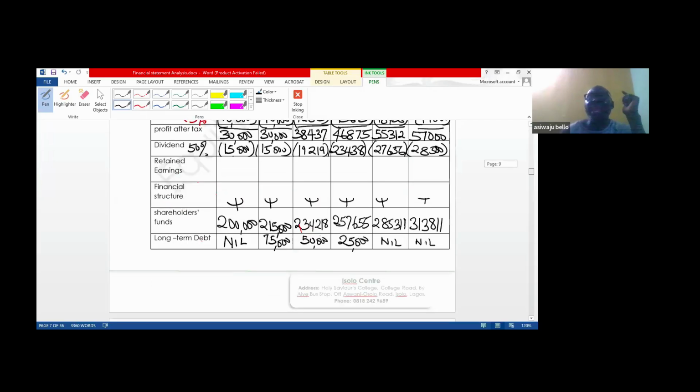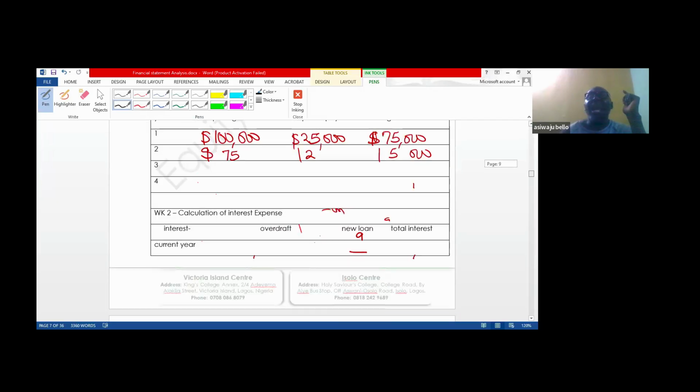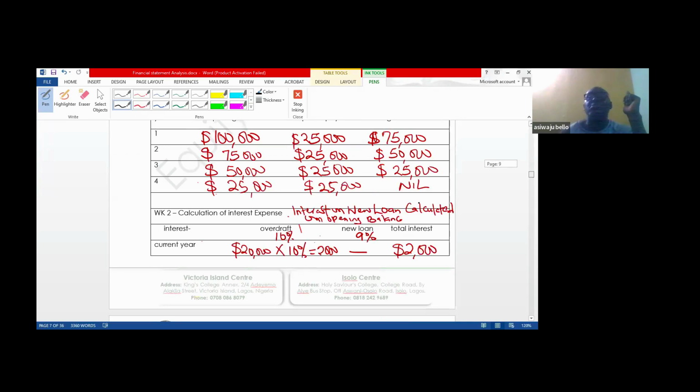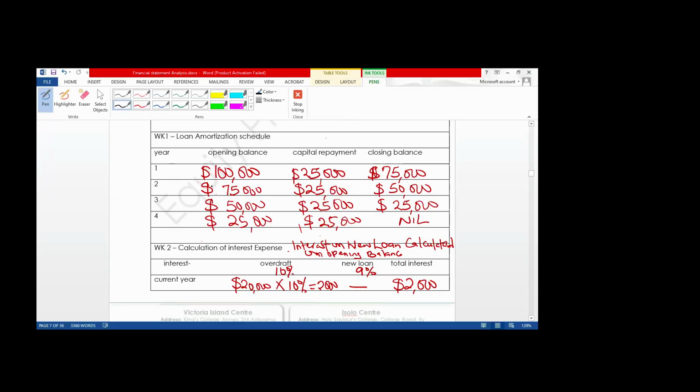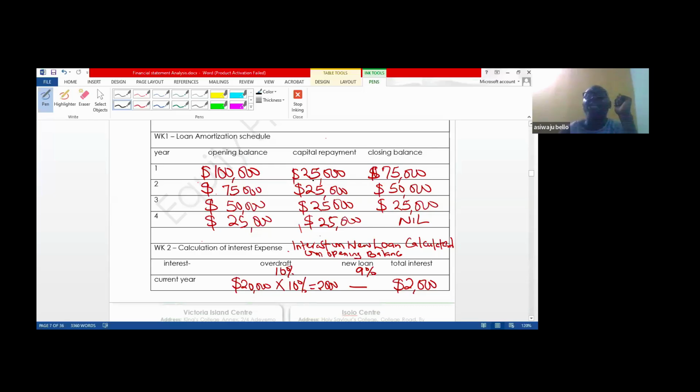We now prepare an amortization schedule. You are going to obtain a $100,000 loan at the beginning of year 1. At the end of year 1, you are going to pay $25,000. You are left with $75,000. Next, your closing balance in year 1 is your opening balance in year 2.